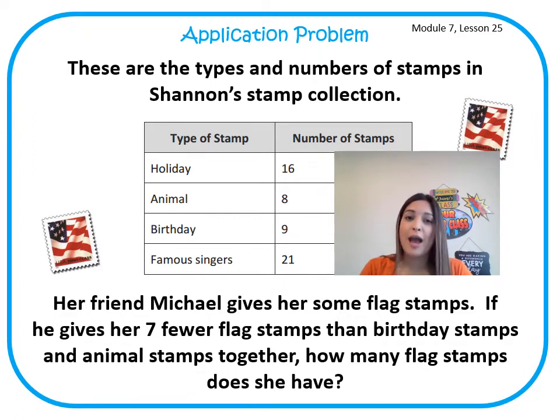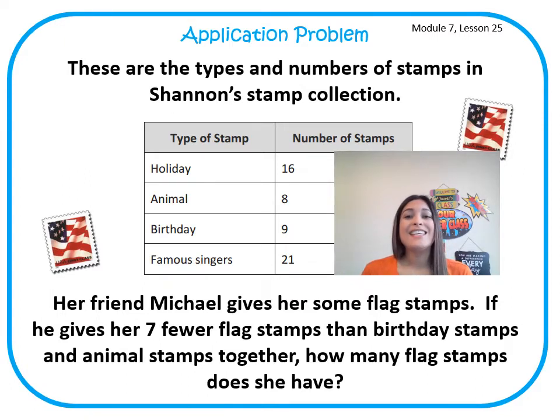All right, now it's time for our application problem. If you don't have your workbook yet, go ahead and pause the video, go find your workbook, application problem. Now let's read the application problem together. It says, these are the types and numbers of stamps in Shannon's stamp collection. So as you can see, we have a data table with the type of stamps and the number of stamps. Then it says, her friend Michael gives her some flag stamps. If he gives her 7 fewer flag stamps than birthday and animal stamps together, how many flags does she have?